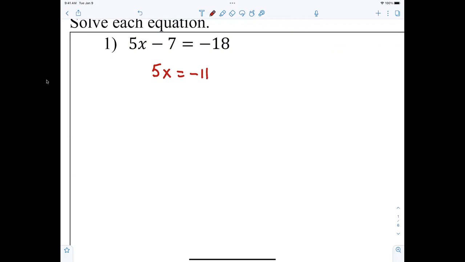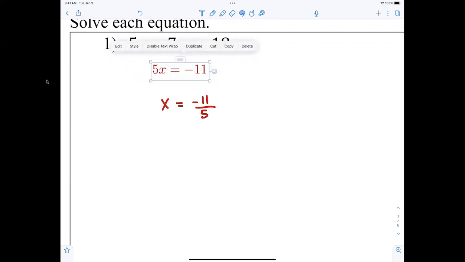So now you just divide by what? 5. Everybody now should recognize that as just a fraction. 11 doesn't divide by 5. So everybody writes down x equals -11 fifths. All right, check that. You can put a fraction as the answer. Yes, that's exactly right.